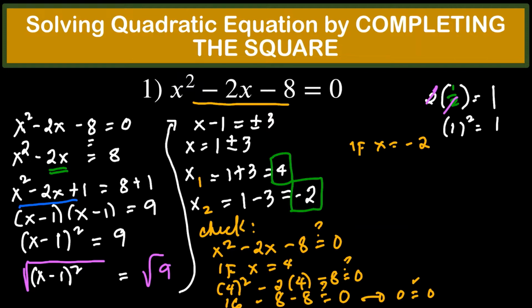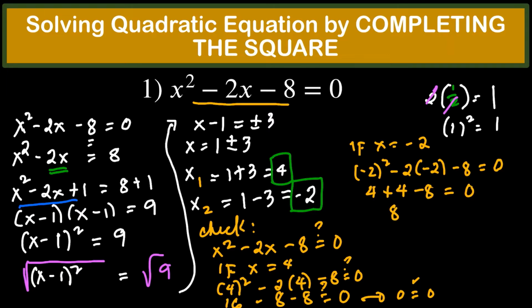We will have negative 2 squared, and then minus 2 times negative 2, minus 8 equals 0. So this will give us 4, and negative times negative is positive, so 4 plus 4 is 8, minus 8 equals 0. 8 minus 8 is 0, so 0 equals 0. And therefore our answers are correct.